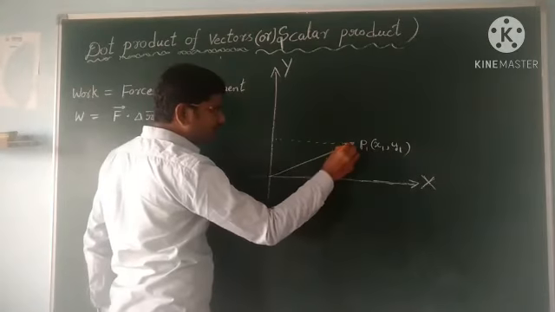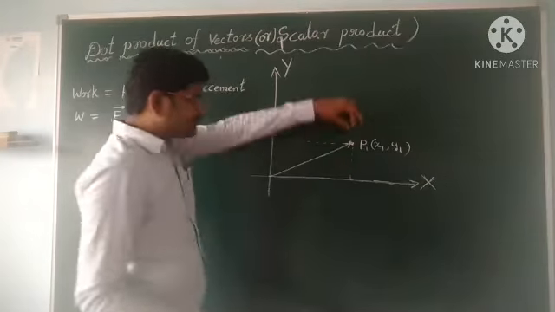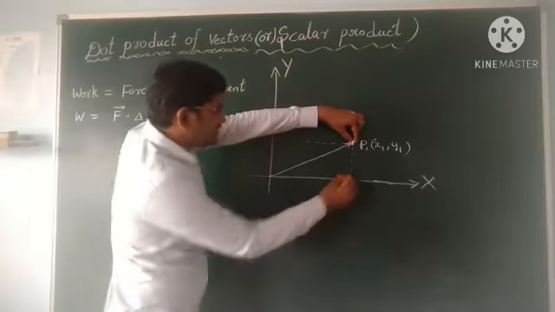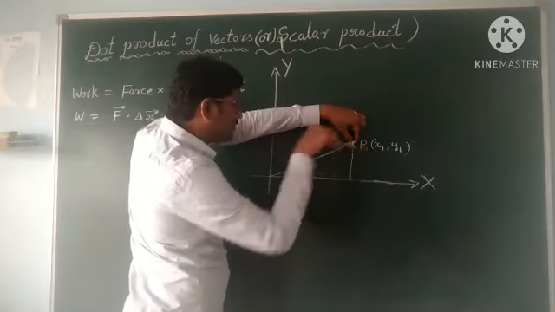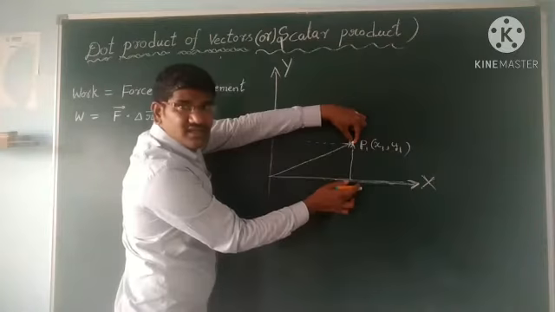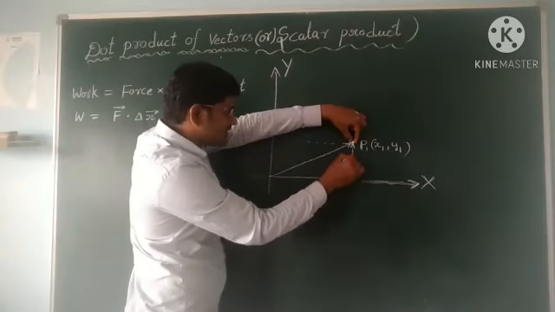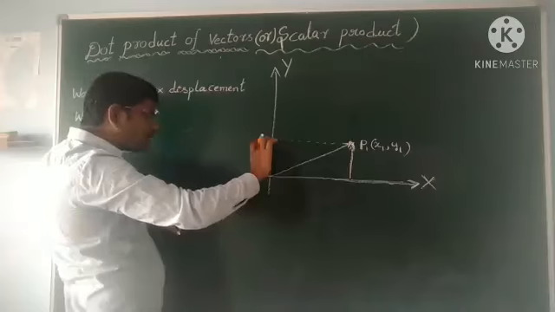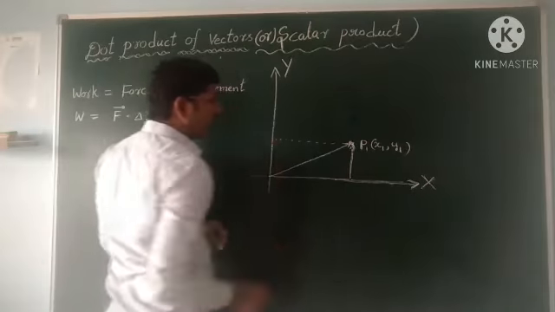You are telling the position of a particle. A particle is here. It is at what height? You are telling from this line, which is called the x-axis. It is at what height from this line, and that line is parallel to the y-axis. So that is called the y-coordinate.